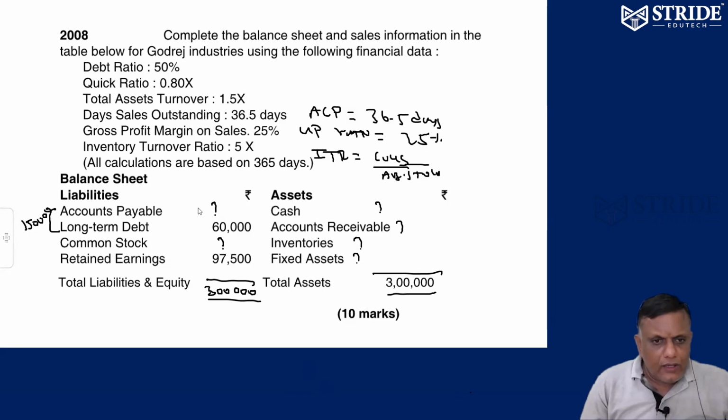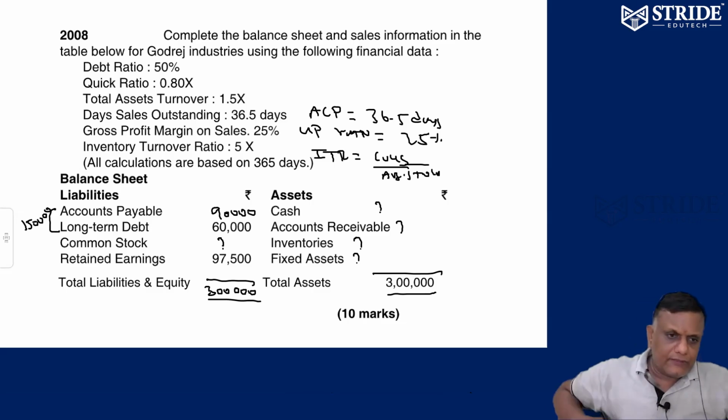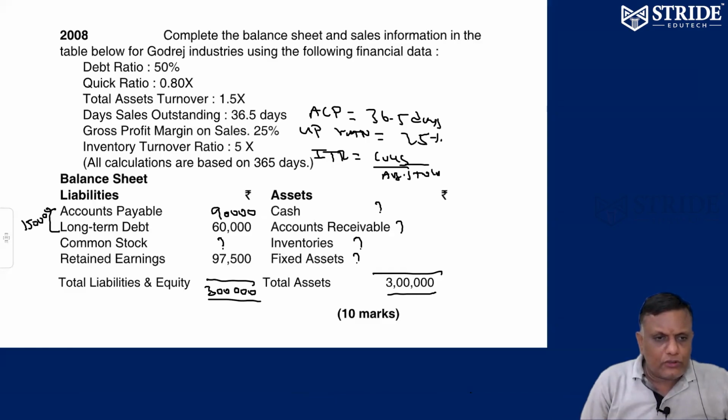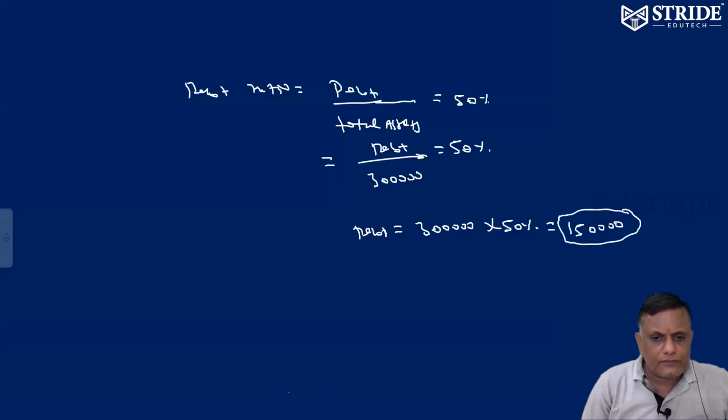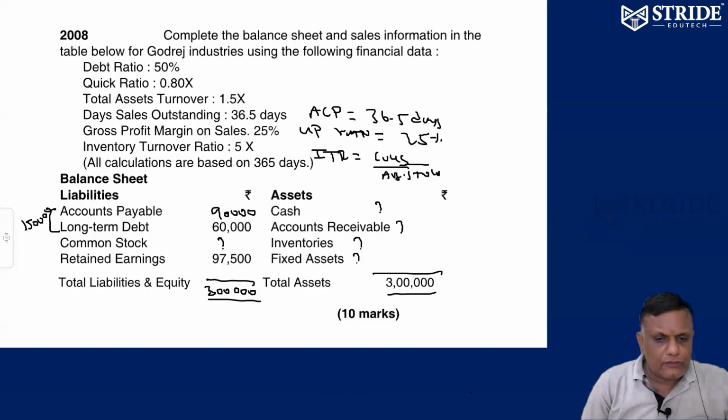Already I know long-term debt, so the accounts payable balance is going to be 90,000. Please check it out: 1.5 lakhs minus 60,000 is 90,000. Because total debt is going to be 1.5 lakhs and long-term debt is known, 60,000, the balance 90,000 is going to be accounts payable. That's it. Okay, next one.